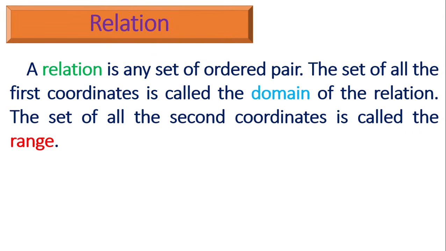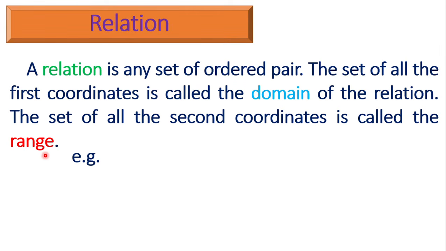So, ano ba ibig sabihin ng relation? A relation is any set of ordered pairs. The set of all the first coordinates is called the domain. So yun yung first coordinate, yun ang ating domain of the relation. And the set of all the second coordinates is called the range. So yung first coordinate, yung domain, yung second coordinate, yun yung ating range.